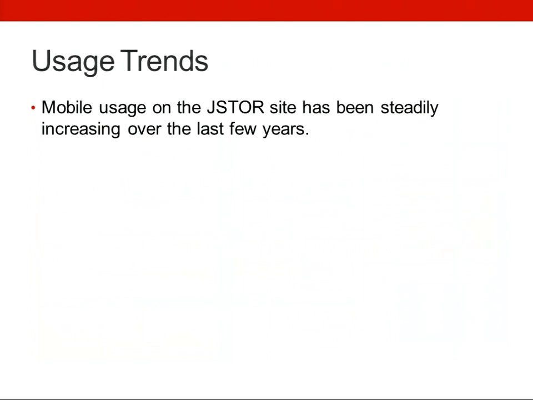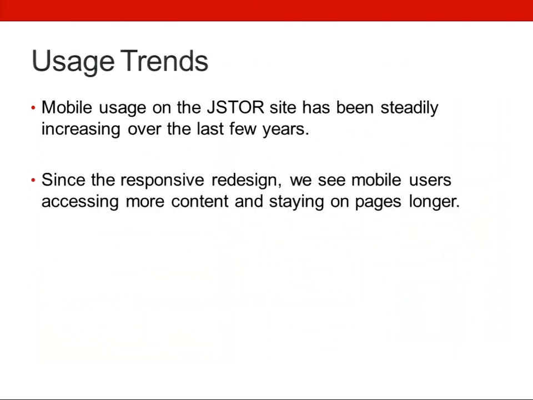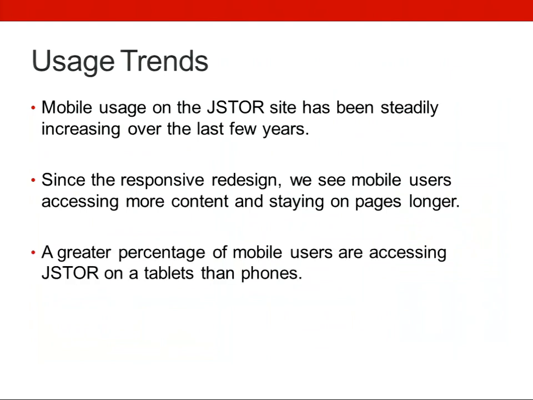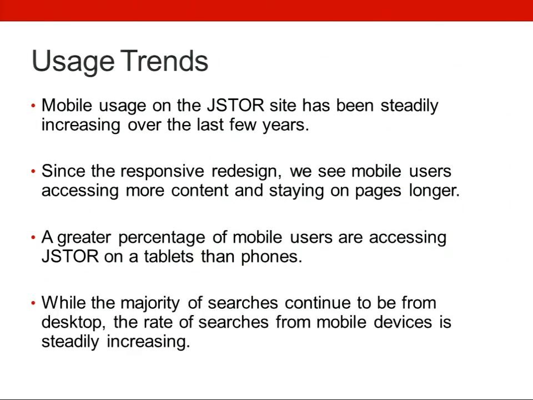I also wanted to show a little bit more of our usage trends. We've already kind of covered that mobile usage has been increasing. Since our responsive redesign, we've noticed that the mobile users are accessing more content and they are staying on pages longer. So we consider that a big success. A greater percentage of mobile users are accessing JSTOR on tablets, and we believe that they are also logging on and getting on their institutional networks more. They don't seem to have as many turn-away kind of experiences.